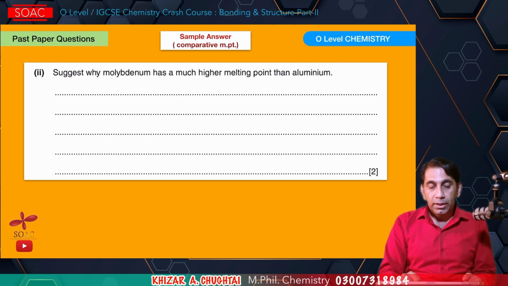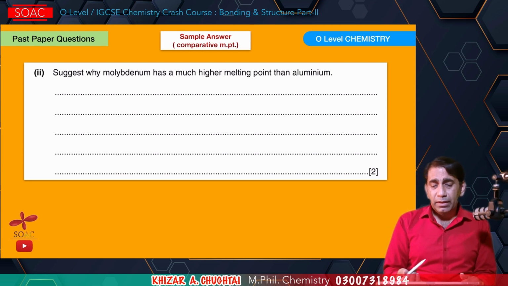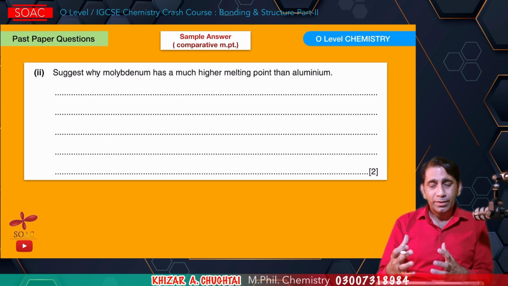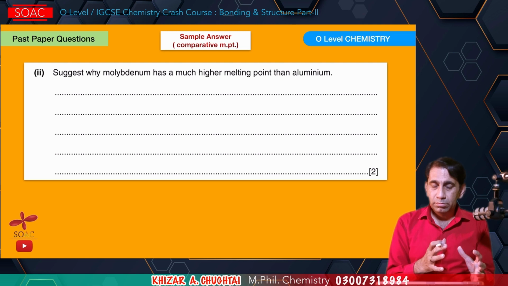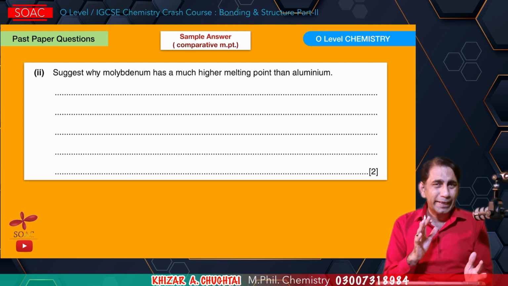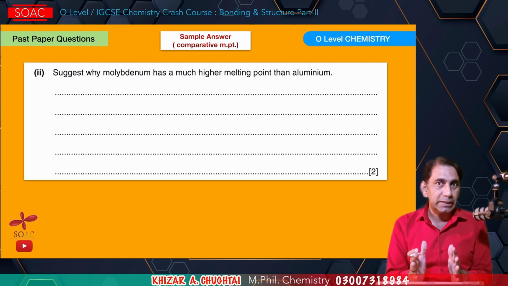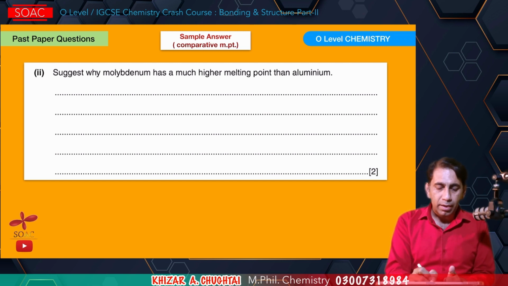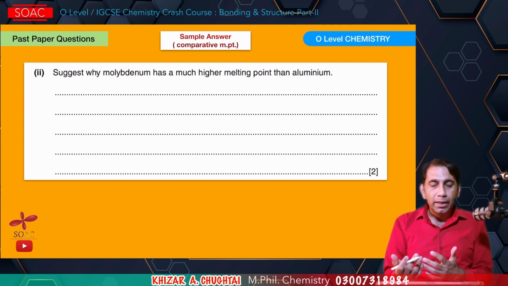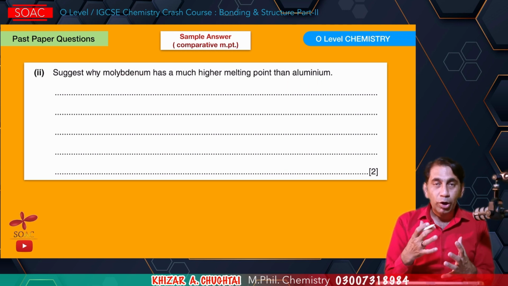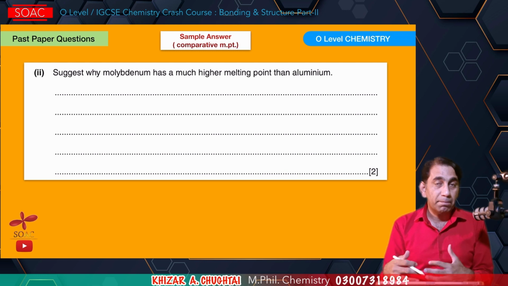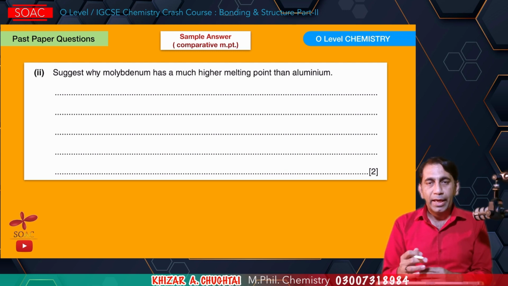Next one. Why does molybdenum have a much higher melting point than aluminium? This is a simple comparison between aluminium and molybdenum, a contest between two metals. Both have the same structure. Both are metals. And now the question says that molybdenum has a much higher melting point than aluminium.